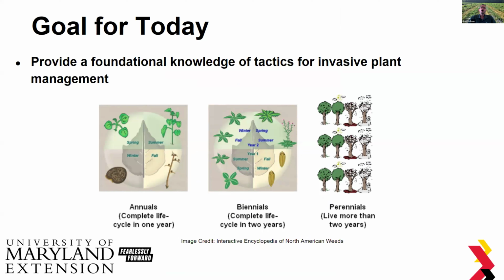I hope to provide you with somewhat of a foundational knowledge of some of the tactics we use for invasive plant management, because a lot of these tactics are going to be similar based on the life cycle of the particular species you might be wanting to deal with. If you have an annual weed, you're going to focus more on reducing seed production, whereas a lot of you may have some of these perennial vines, trees, perennial species that are a little harder to control, that may take a little more effort and management over time as opposed to a single year.